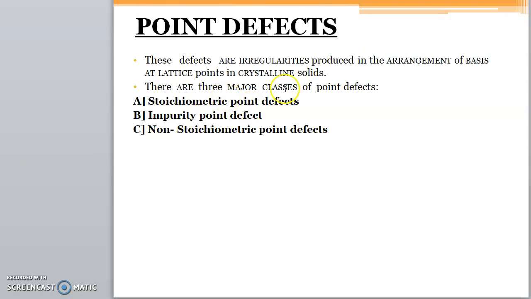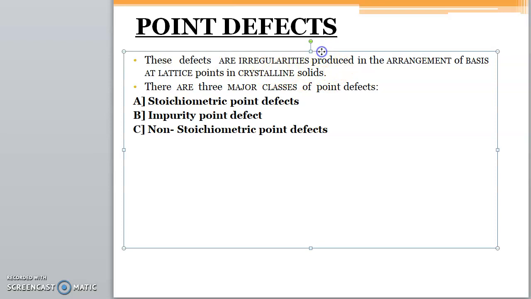Okay, so what are point defects? These defects are irregularities produced in the arrangement of bases at lattice points in crystalline solids. Okay, now there are three major classes of point defects: stoichiometric point defects, impurity point defects, and non-stoichiometric point defects.